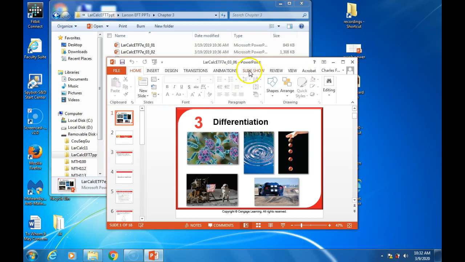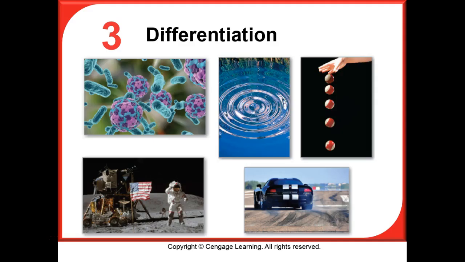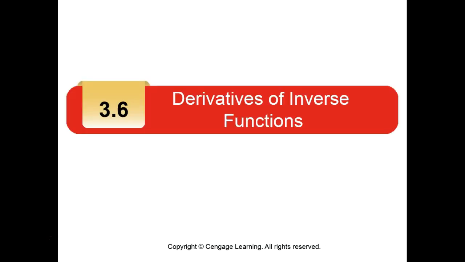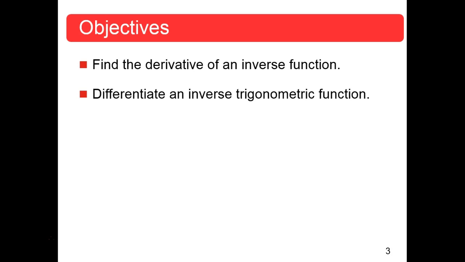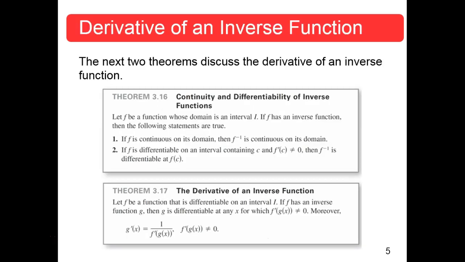All right, so let's do 3.6. We'll go from current slide. We're still in chapter 3, differentiation. Okay. 3.6 is derivatives of inverse functions. And again, we're going to try to just sort of go through this as a slideshow. The objectives of this section are to find the derivatives of an inverse function. Okay. And we'll differentiate an inverse trigonometric function. Okay. So first we'll do the general inverse function, and here's what we do with that.